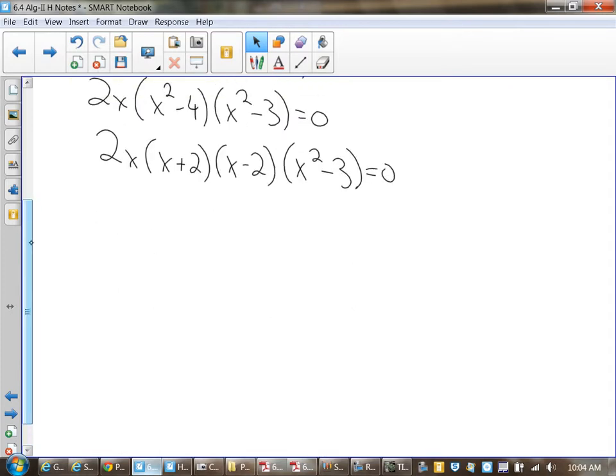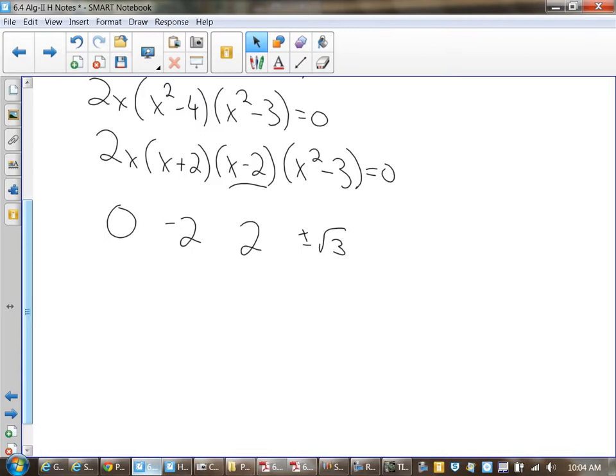Let's see if we can figure this out then. What are your zeros? Do we have to write it out, each one of these terms set equal to 0? Or can we look at it and say it? All right. What's your 0 here? 0. What's your 0 here? What's your 0 here? What's your 0 here? Plus or minus the square root of 3.